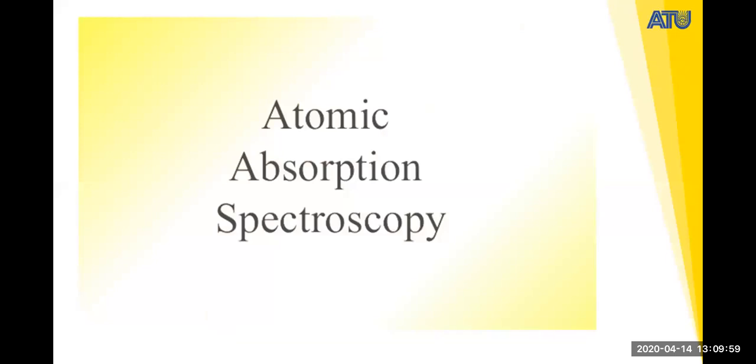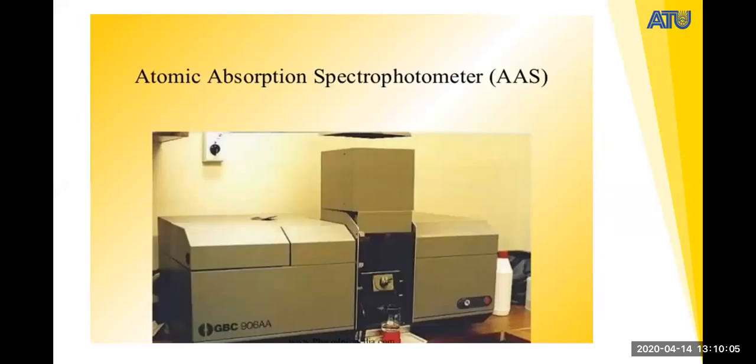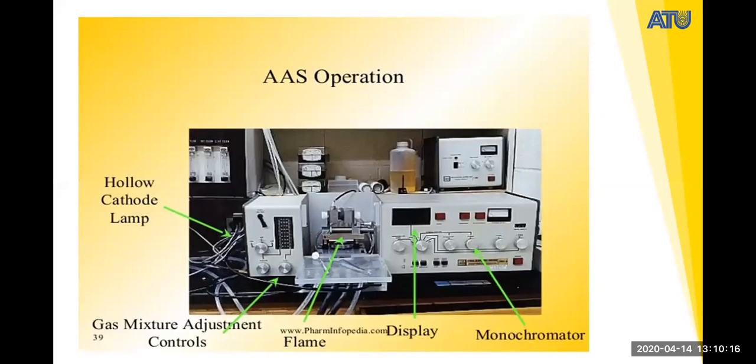Next slide about atomic absorption spectroscopy. In this slide, you can see the picture of atomic absorption spectrophotometers. The main parts of atomic absorption spectrophotometers are the cathode lamp, gas mixture adjustment controls, flame, display, and the monochromator.